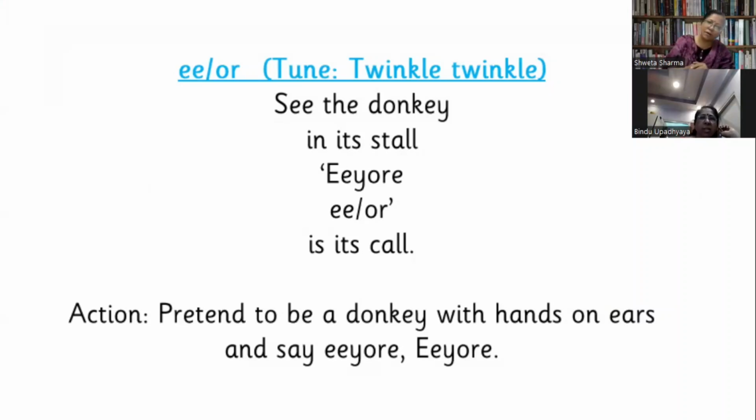See the donkey in its stall. E-O is its call.